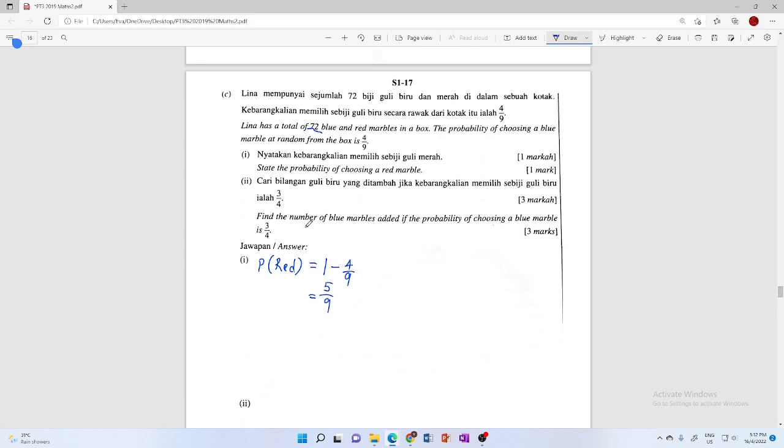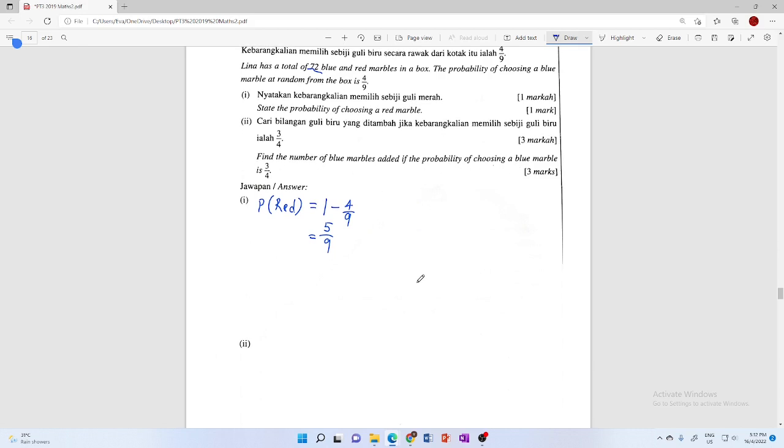Question 2. Find the number of blue marbles added if the probability of choosing a blue marble is 3/4. First, we need to find out the original value, the original number of blue marbles.